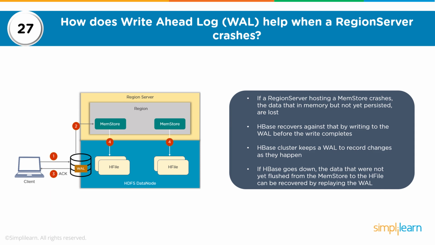As I said, your data is written into WAL and memstore at the same time. HBase recovers against that by writing to WAL before the write completes. So whenever a write happens, it happens in memstore and WAL at the same time. The HBase cluster keeps a WAL to record changes as they happen, and that's why we also call it an edit log. If HBase goes down or the node goes down, the data that was not flushed from memstore to hfile can be recovered by replaying the write ahead log, and that's the benefit of your edit log or write ahead log.